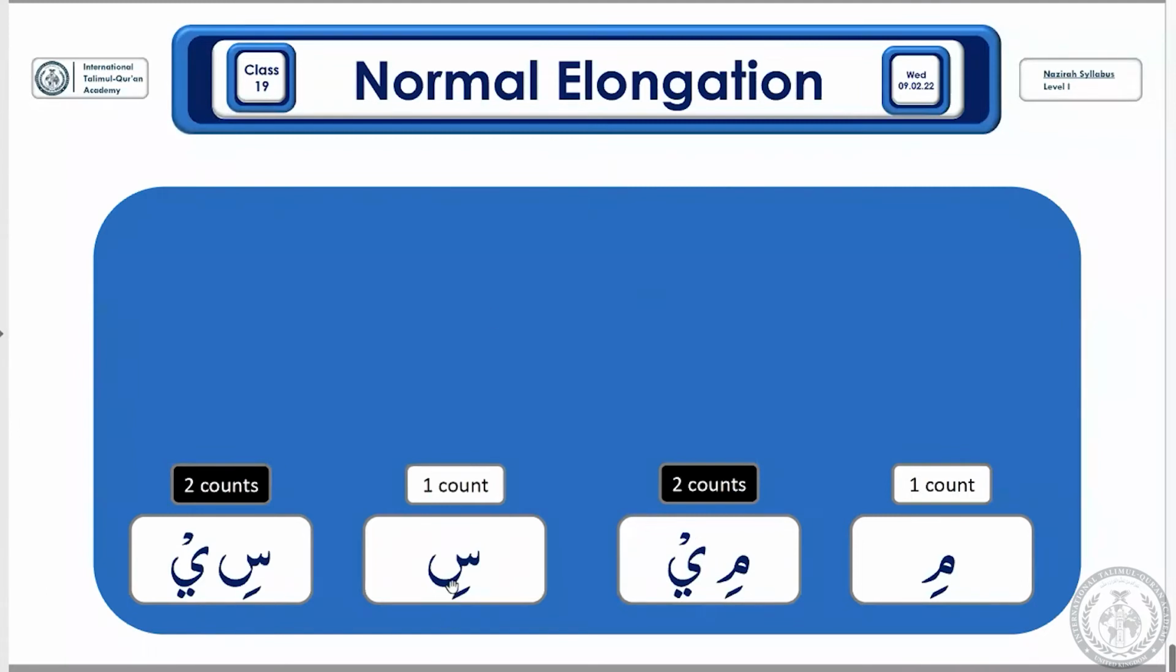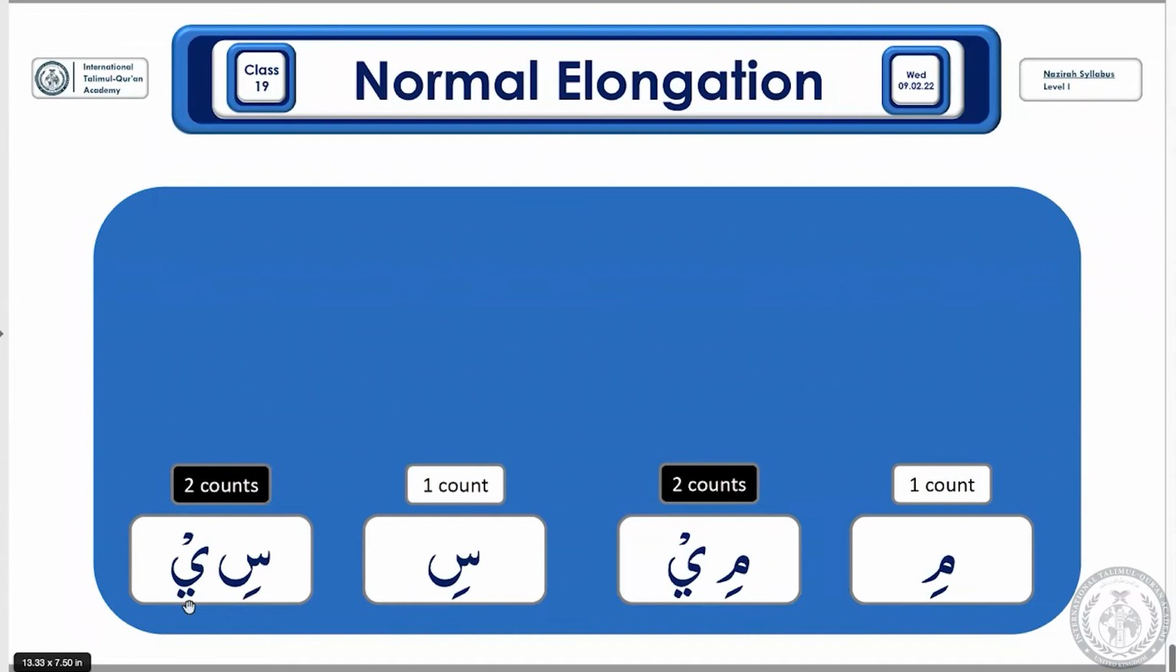Okay, next we have a seen with a kasra, and any letter with a kasra is pronounced for one count, so si, si. Now straight next to it in the next box, we have again a seen with a kasra, but now the difference is that we have a ya sakin right next to it.